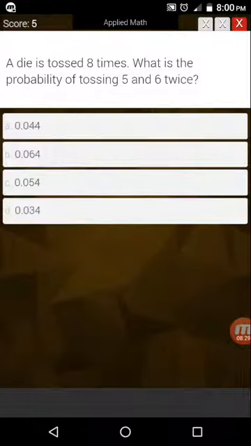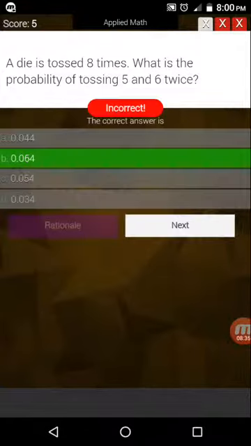A die is tossed 8 times. What is the probability of tossing 5 and 6 twice? The correct answer is 0.064.